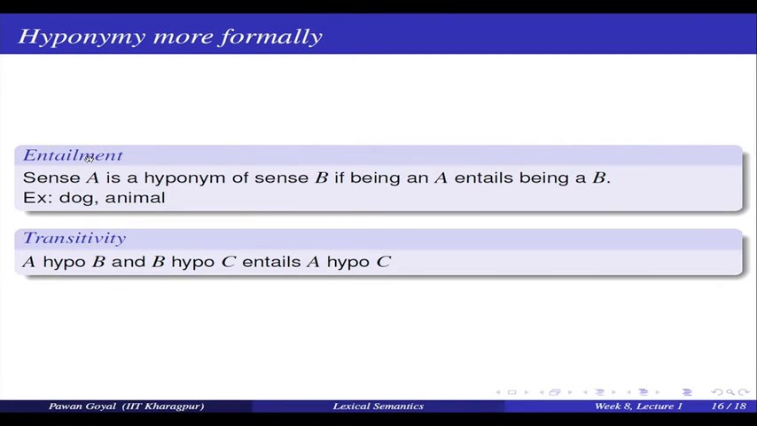But you cannot say the other way around, that if something is an animal, it will also be a dog. This is not valid. So, if A is a hyponym of B, being an A entails being a B. You can also define the transitivity relation, that is, if A is a hyponym of B, and B is a hyponym of C, then A is also a hyponym of C. That is also a very trivial condition on hyponyms. So, entailment and transitivity.